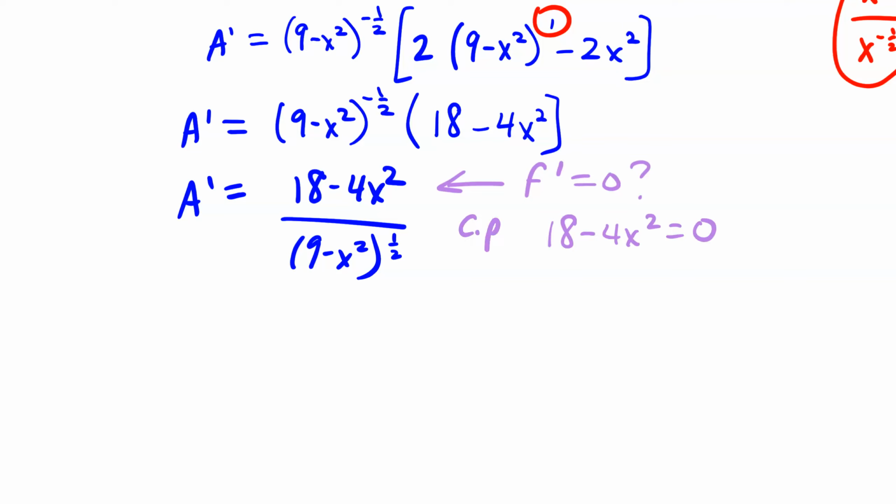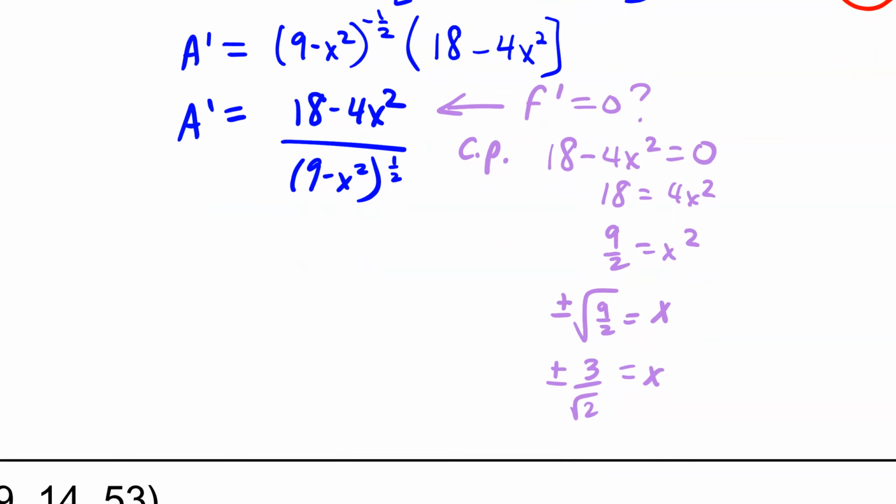Oh, wait. Sorry. So 18 over 4. Okay, so 18 equals 4x squared. Divide by 4, so I have 9 over 2 equals x squared. Square root both sides, so I have plus or minus the square root of 9 over 2 equals x. So it's just plus or minus 3 over root 2.